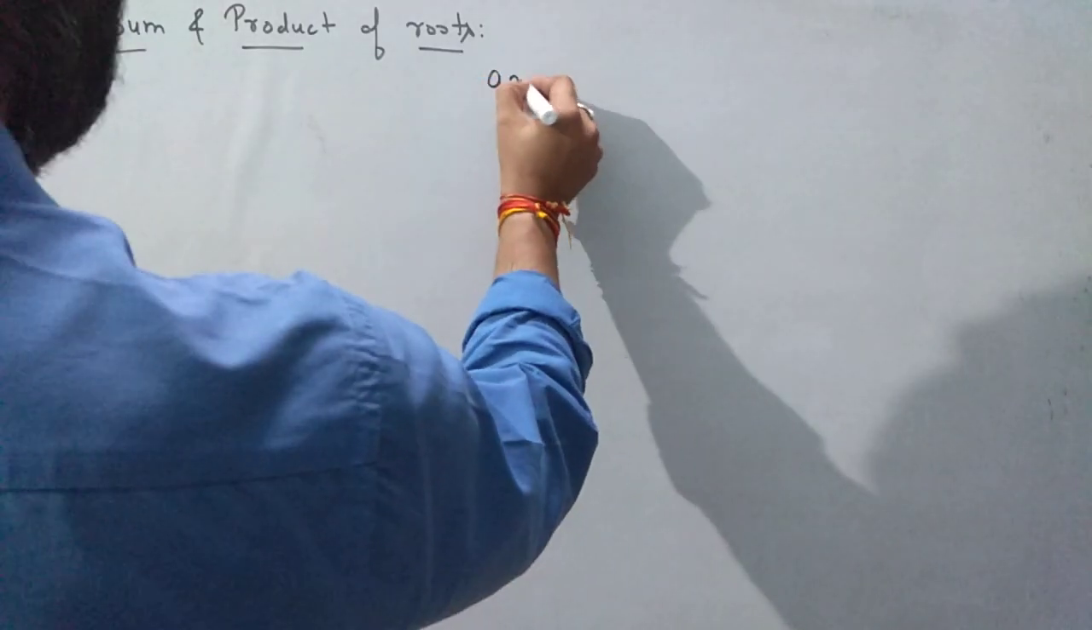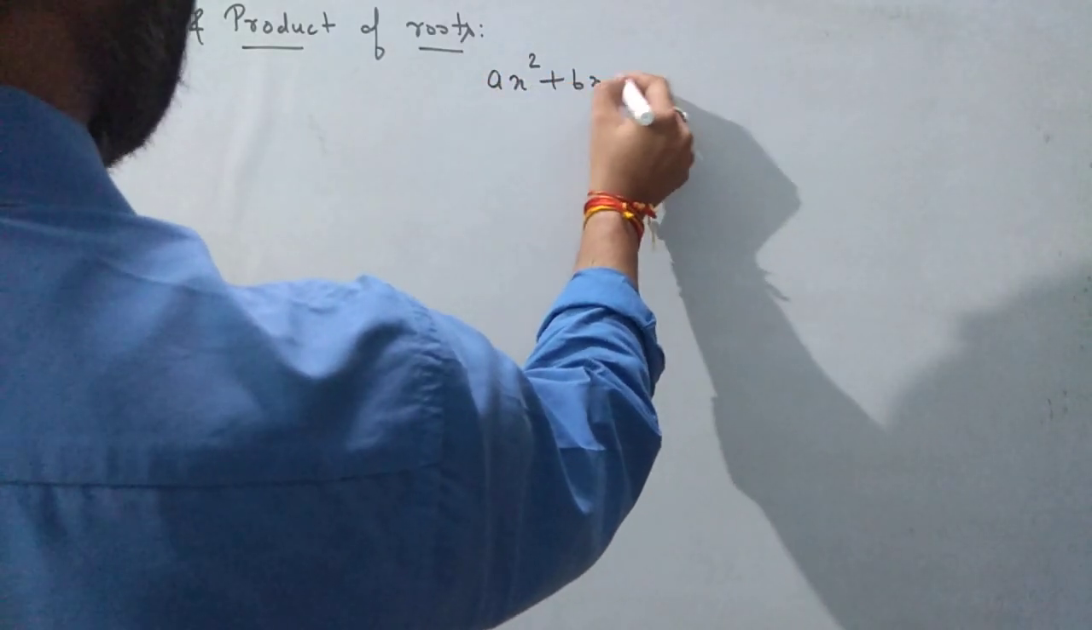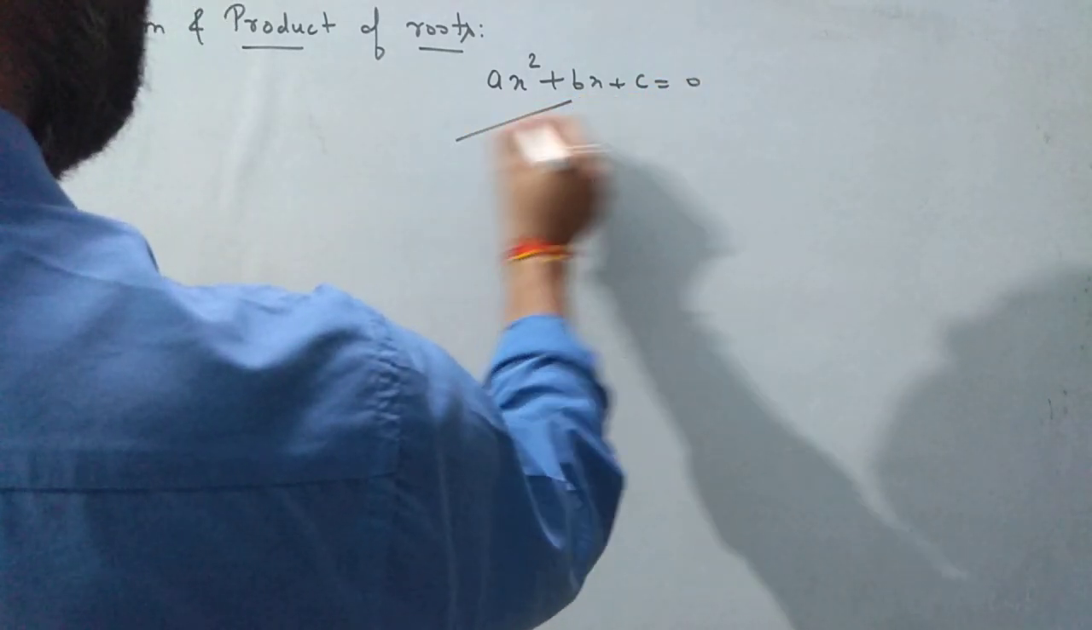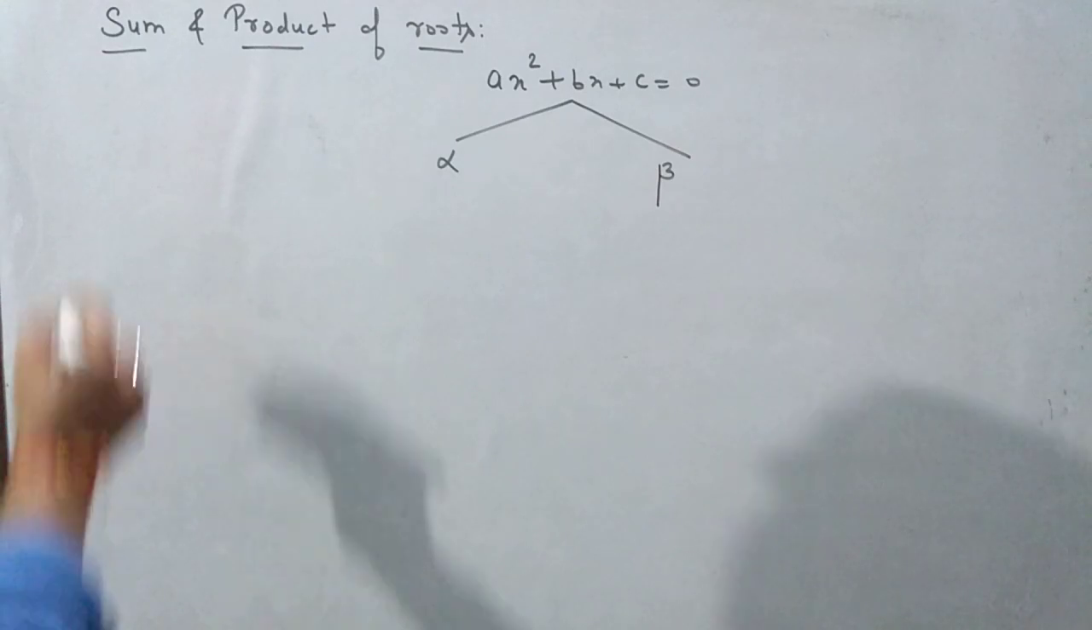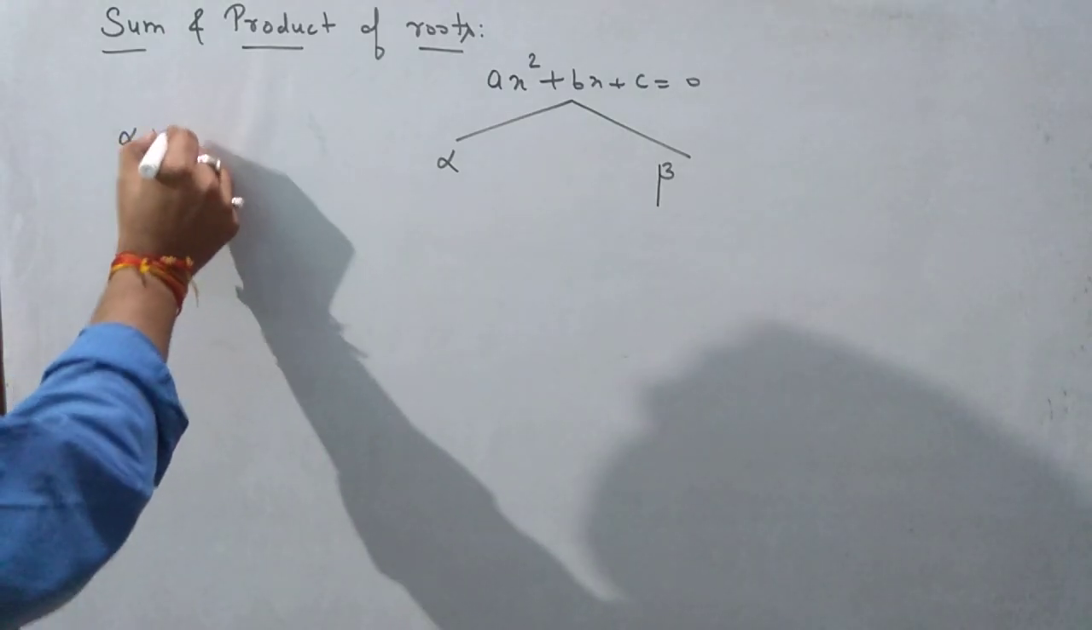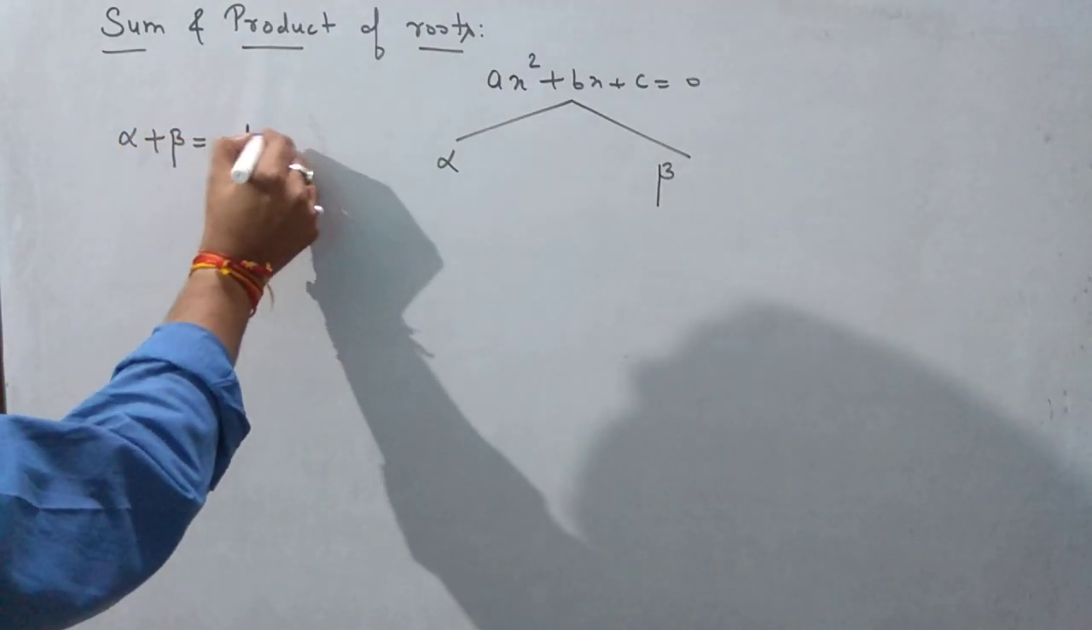So as you know, ax square plus bx plus c is a quadratic equation, and this quadratic equation has two roots, alpha and beta. So first we find the sum of roots. The formula is minus b by a.